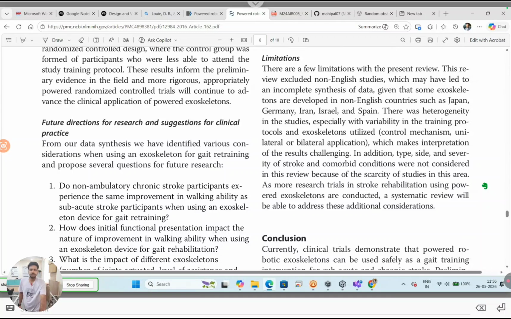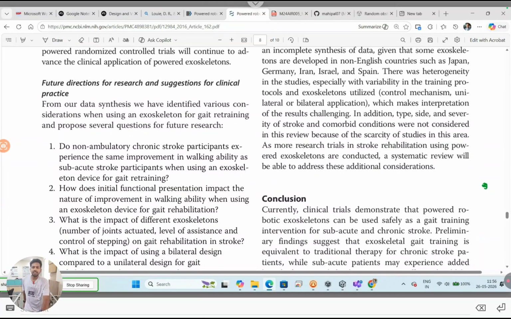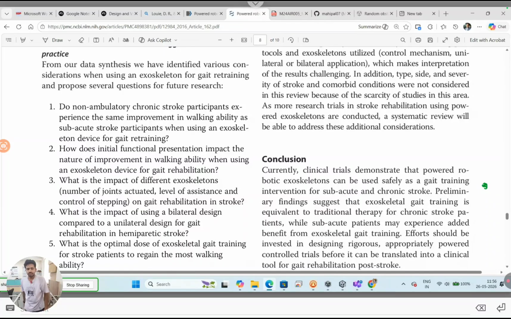Future directions for research and suggestions for clinical practice. From our data synthesis, we have identified various considerations when using an exoskeleton for gait training and proposed several questions for future research. Do non-ambulatory chronic stroke participants experience the same improvement in walking ability as some subacute stroke participants when using an exoskeleton device for gait retraining?